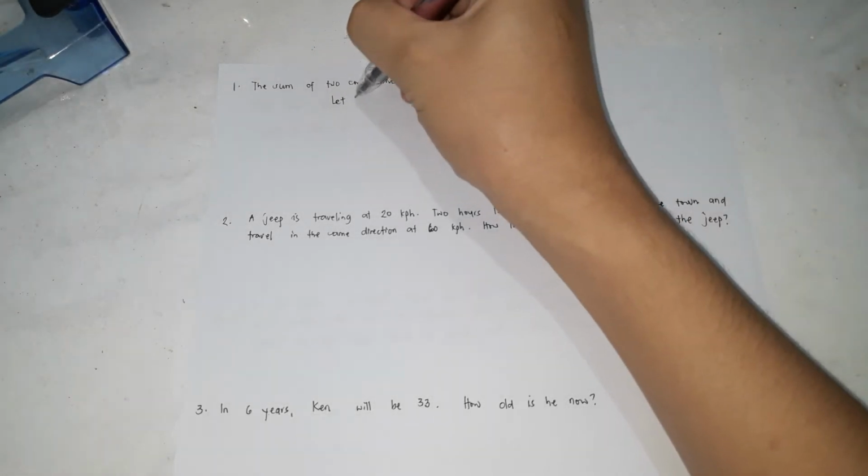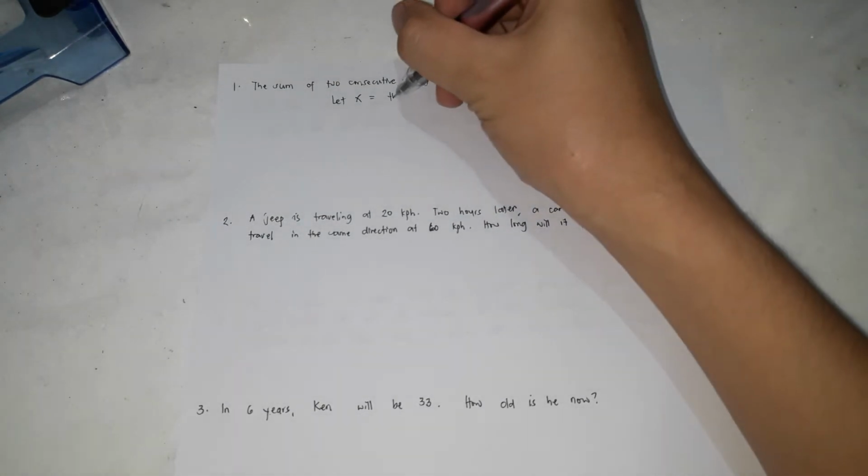So after understanding the problem, the next thing we're going to do is to identify the unknown. And what is an unknown? Ito yung hinahanap sa problem. So in this problem number 1, dalawa yung hinahanap. However, knowing yung isa, malalaman na natin yung isa. So the unknown would be the x. So let x be the unknown.